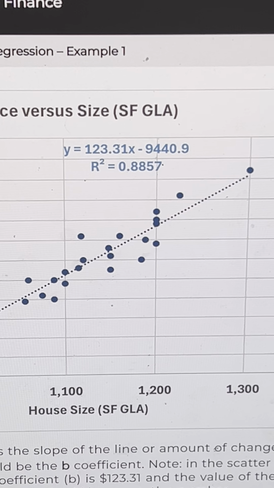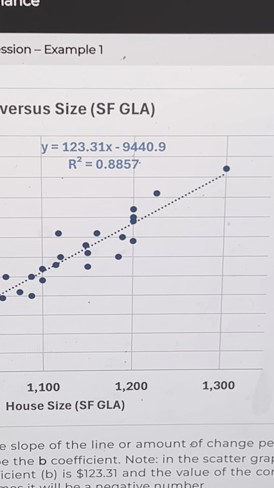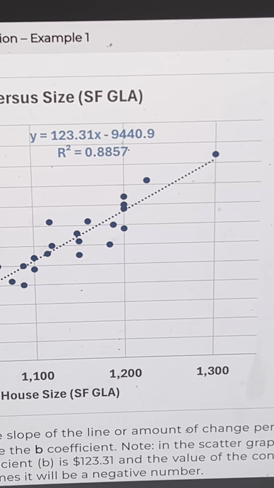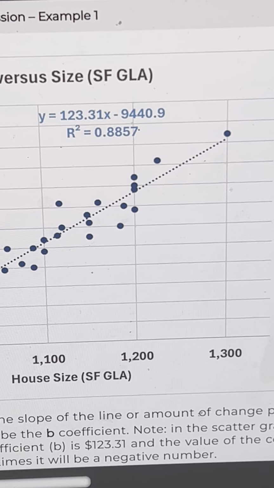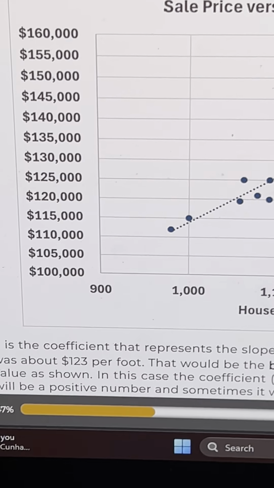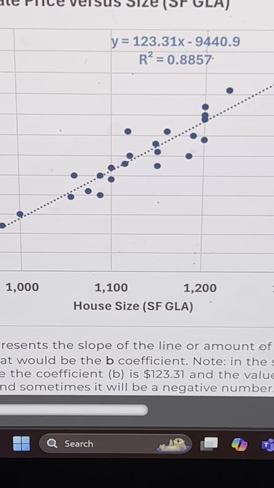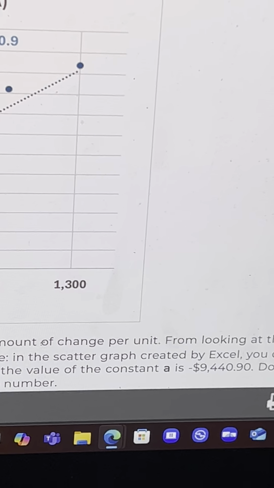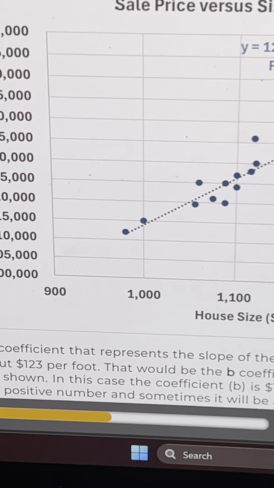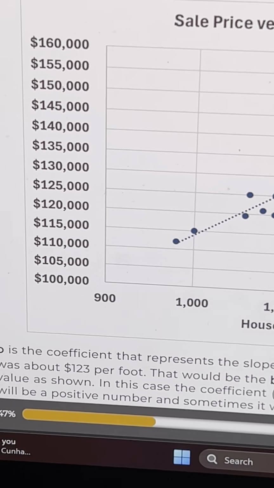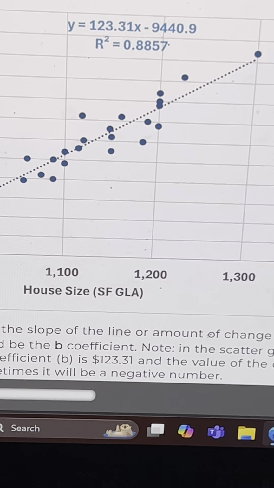It says Y equals 123.31 X minus 9,440.9. R2 equals 0.8857. B is the coefficient that represents the slope of the line or amount of change per unit. From looking at the chart, we decided the change was about $123 per foot. That would be the B coefficient.